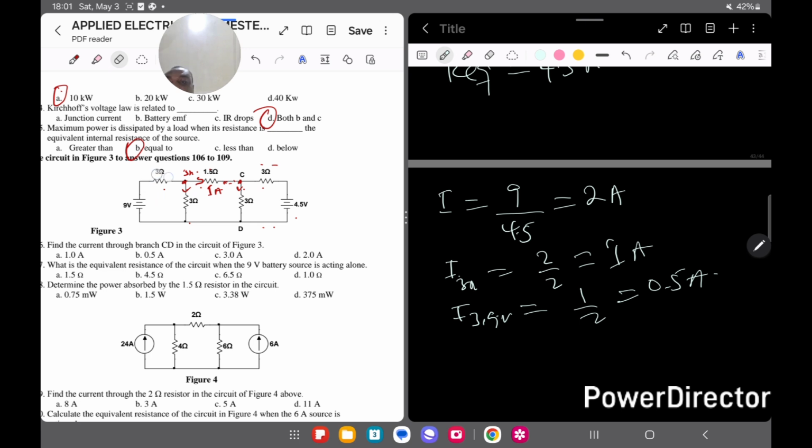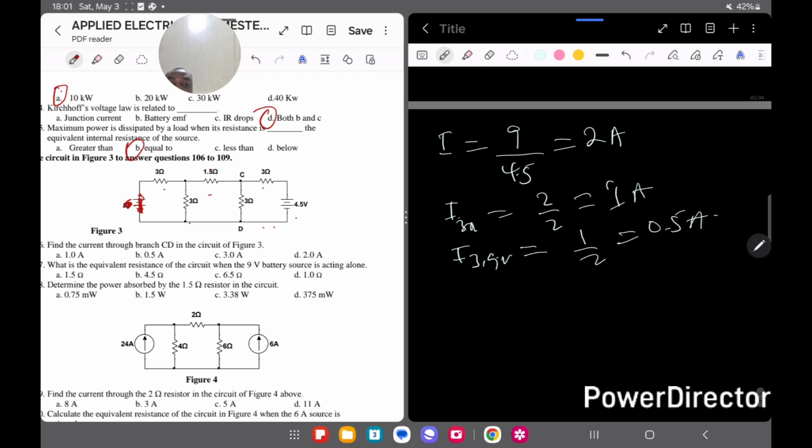So we come back to the same diagram. Okay, this time we turn off what? The 9 volts. So I'm going to have this way. We connect our wire. This is turned off. Now I have 4.5 volts here. So once I've done this, we are now going to find again the equivalent what? Resistance, right? Equivalent resistance.